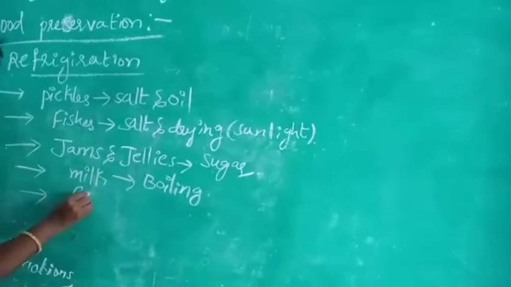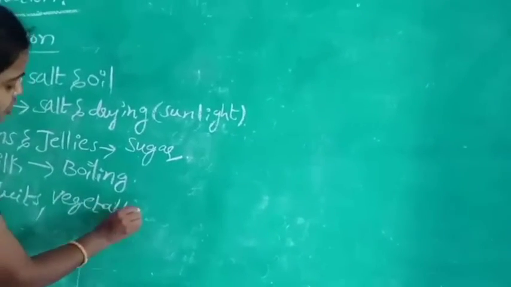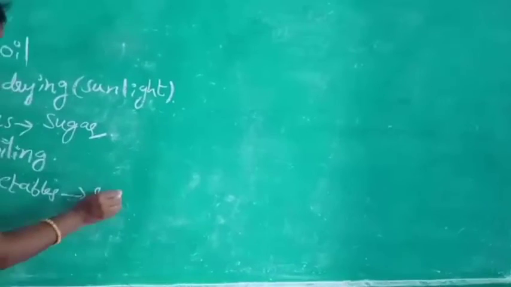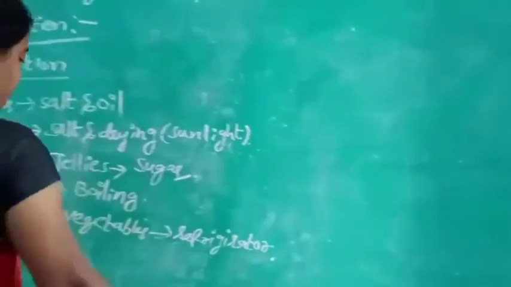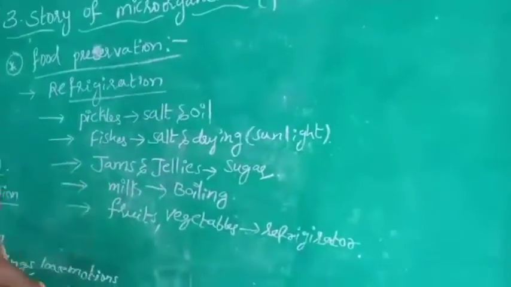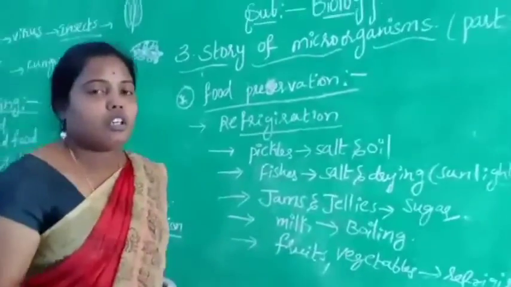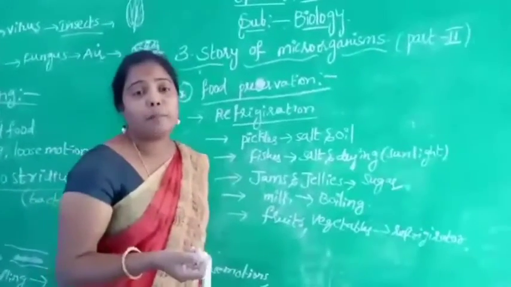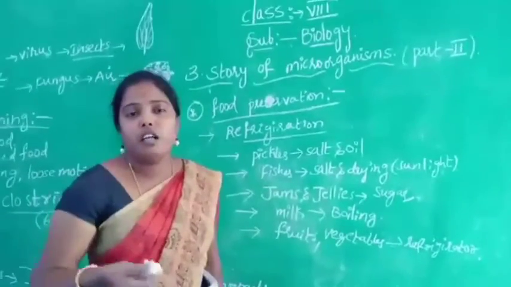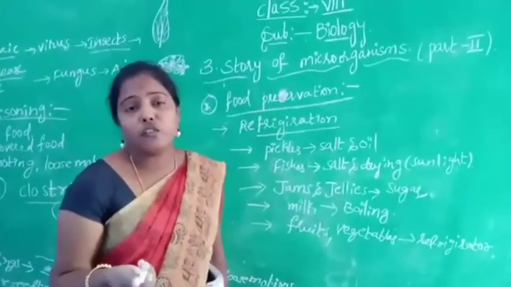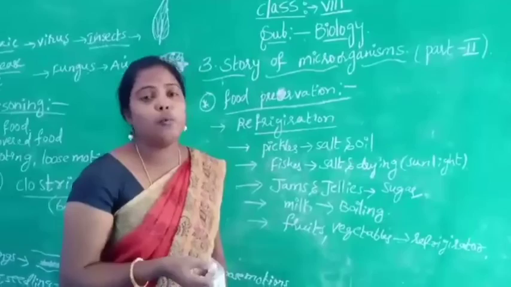We can preserve fruits and vegetables in the refrigerator to avoid spoilage. This is about what, Nana? Food preservation. Okay, children, so we must preserve our food. Otherwise, what happens? The food will get spoiled, it gives a very bad smell and the taste also becomes very bad. If we eat that food, we get so many diseases.